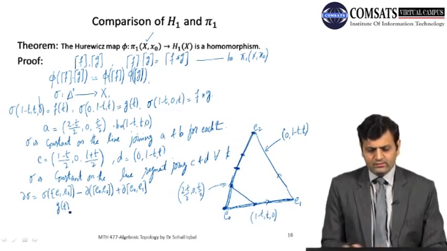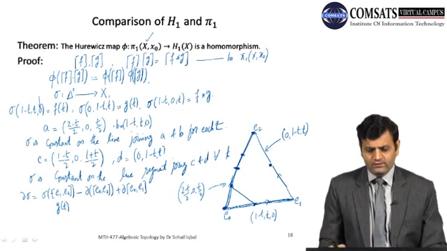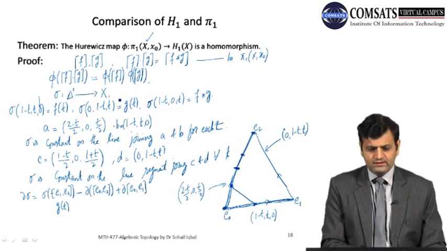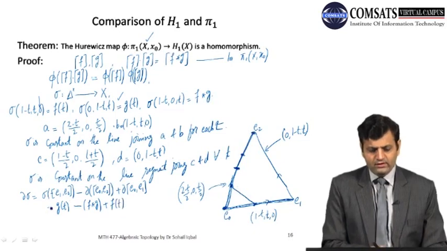Okay, because E0, E1, that's what we define, this is equal to G of t, and E0, E2 is basically F star G, and E0, E1 is F of t. So that's the boundary of this sigma.